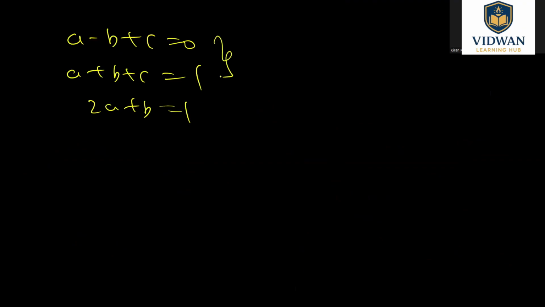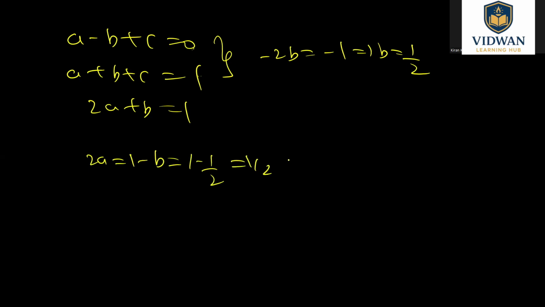So first we'll remove C from this by subtracting. A will cancel, minus 2B equal to 0 minus 1, so minus 1. So B will be half by subtracting, and put this B value here. 2A equal to 1 minus B. So 2A equal to 1 minus half, that is half. So A equal to 1 by 4. And once you know these two, you can put in the first equation. So C is B minus A from the first one. So B minus A would be half minus 1 by 4, which is 1 by 4.